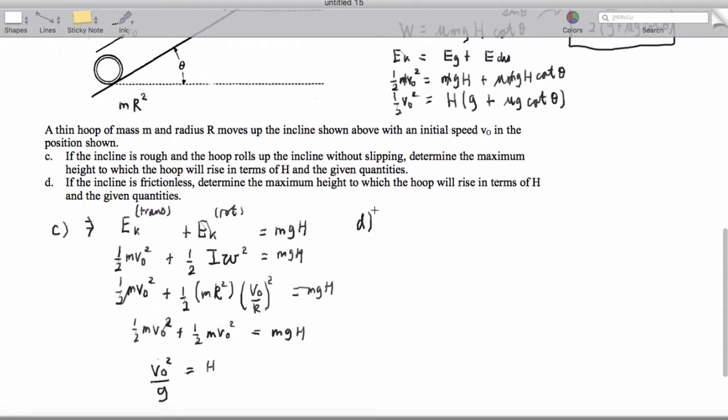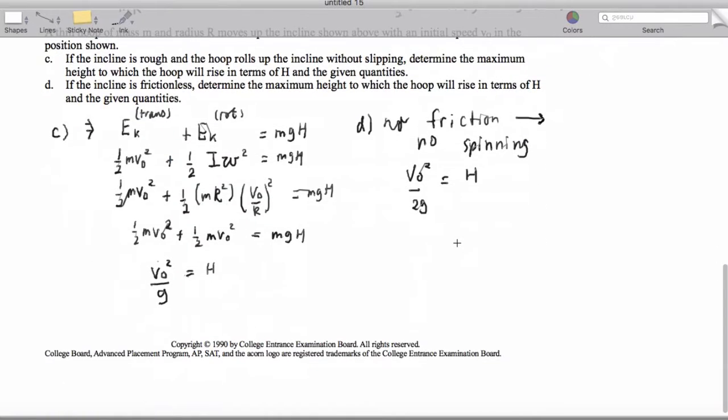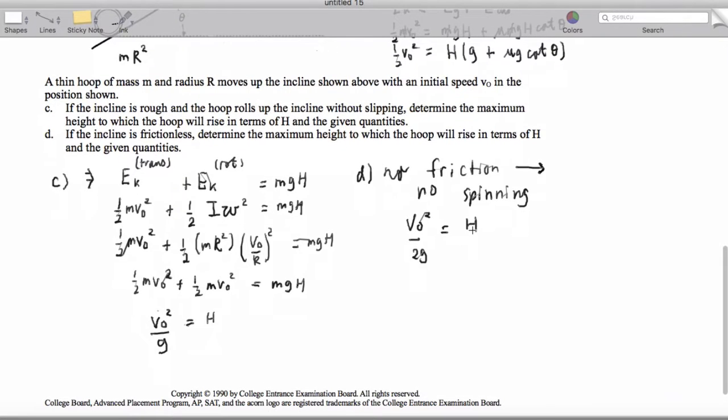Now for part D, this is a trick question. No friction means no spinning. You actually need friction for spinning to happen. And the reason we know that is friction applies the torque to make things spin. So it turns out in this case, v squared over 2g is going to be the height that we have. So that's part D, and we'll take a look at part E in the next video.